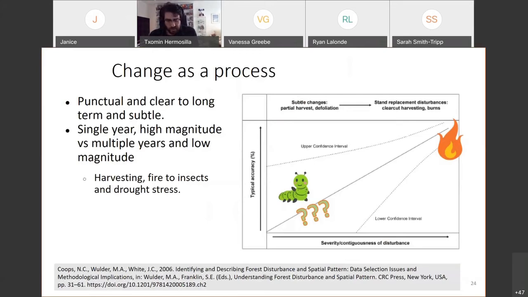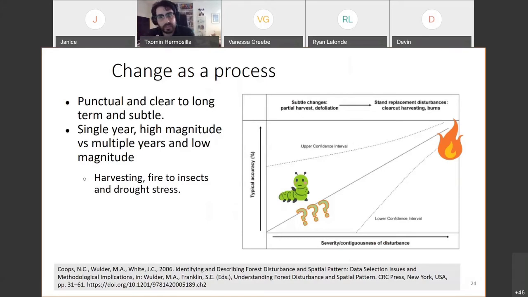So if we think about a change like a fire, we think about it as an event. If you use an annual time series of Landsat data, as we do, a fire will happen between one year and the other, so the duration of that event would be within one year. But if we are studying other elements like infestations or water stress, these changes are much slower.